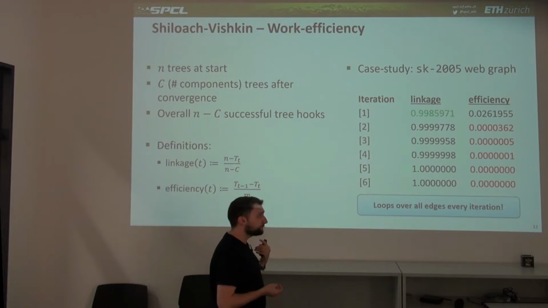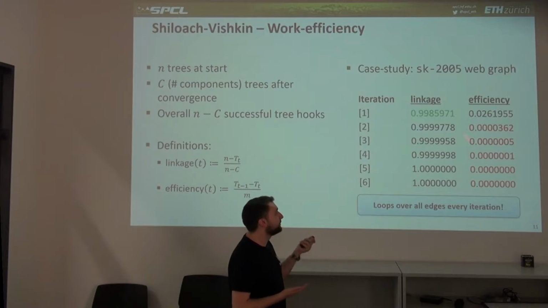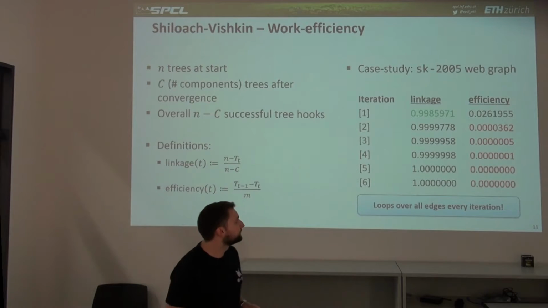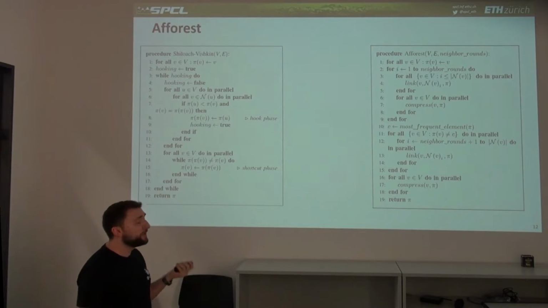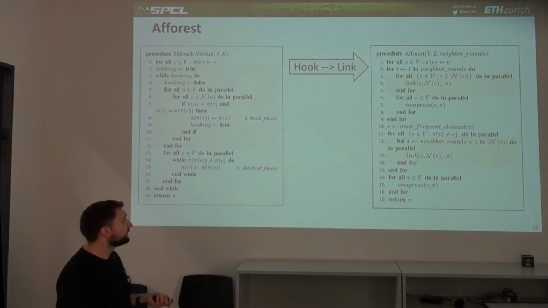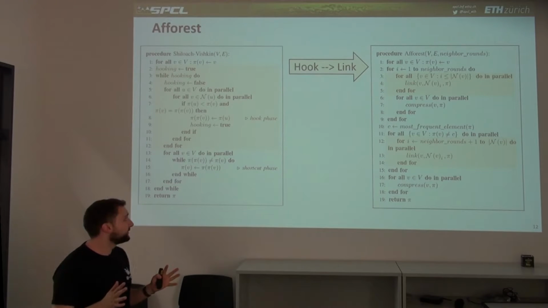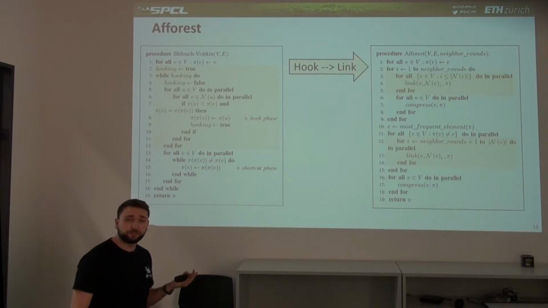And there is maybe a better way. Maybe we don't need to do all these steps. And this is where our algorithm comes in. Our algorithm, called Afforest, makes 3 key modifications to the Shiloach-Vishkin algorithm. First, we restructure the entire convergence process. From the hook process, we define a new one called link.